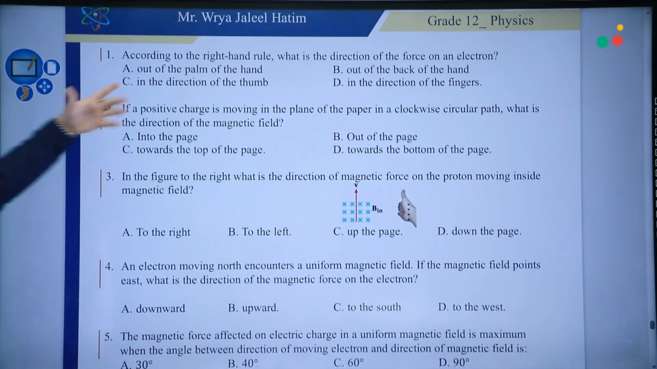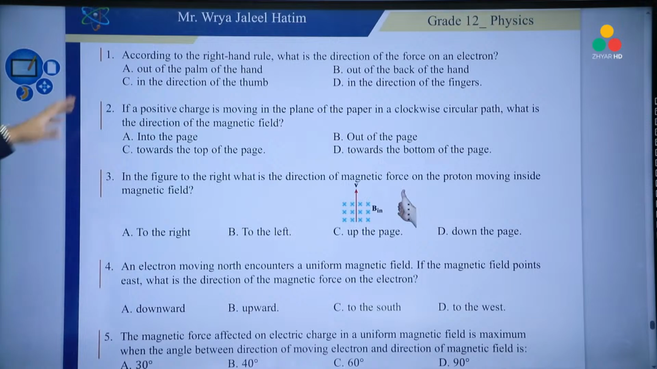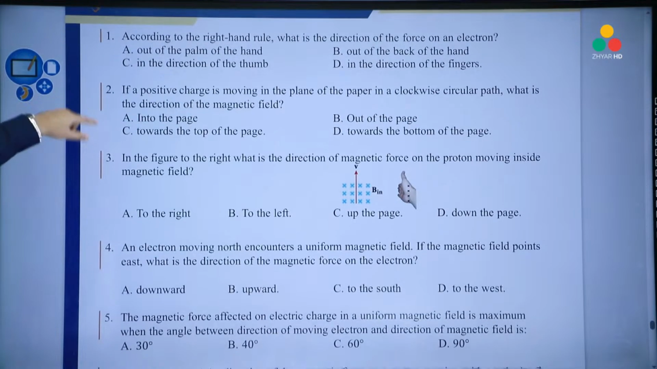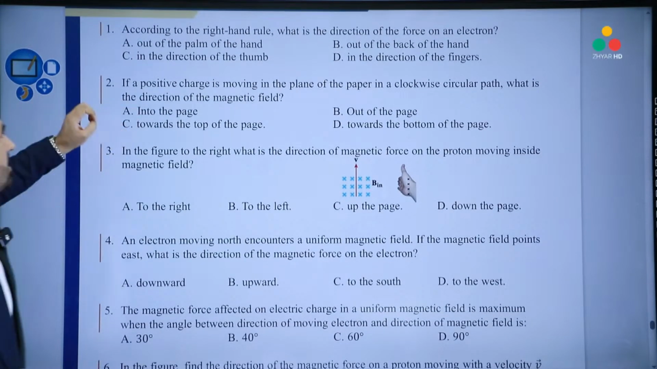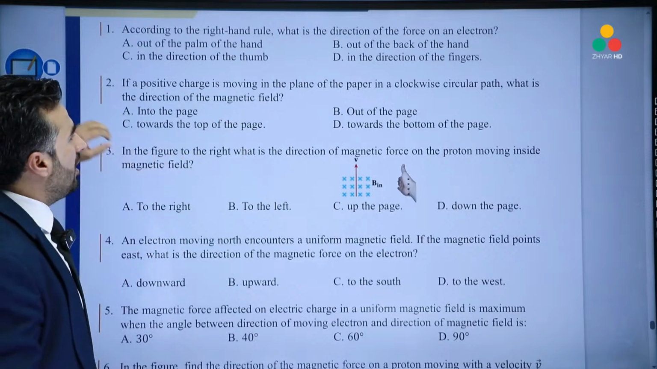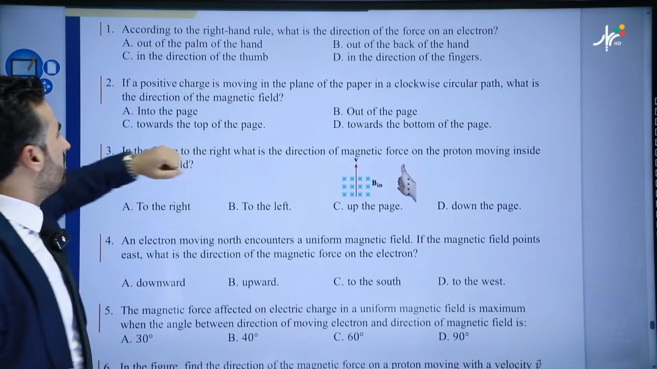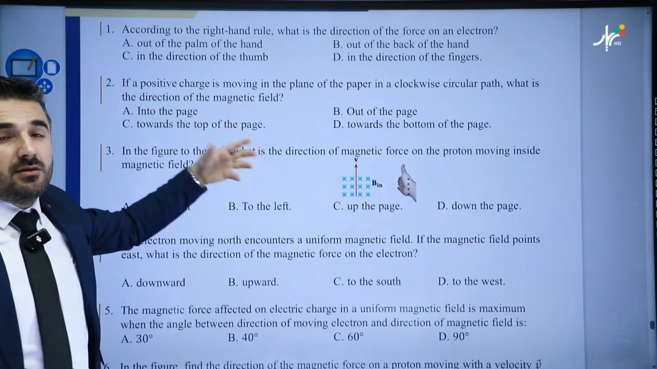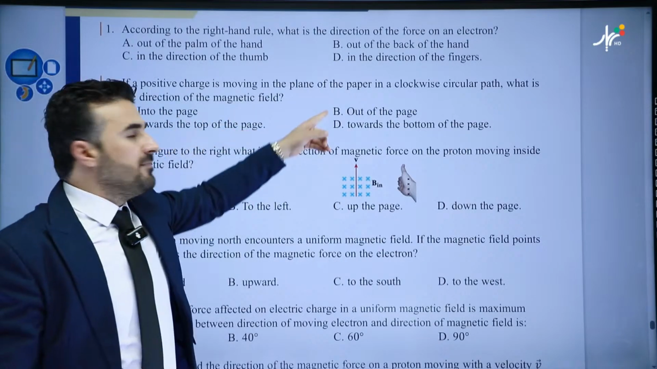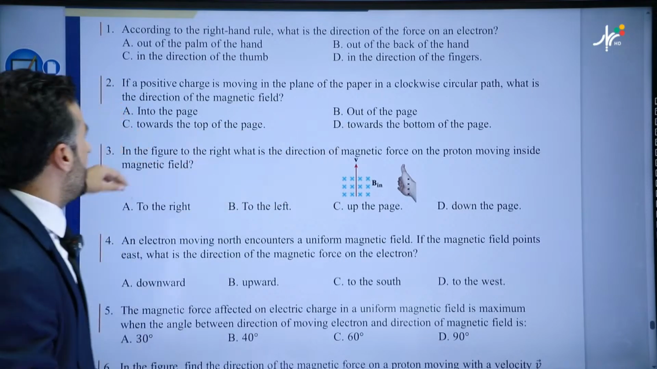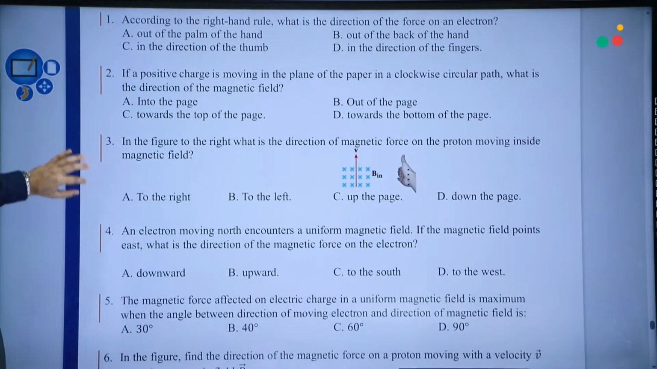Okay, counterclockwise. So in this case, which one was it? I think we didn't answer the question though. It says if a positive charge is moving in the plane, let's say the plane of the paper, in a clockwise circular path, what is the direction of the magnetic field? We said the magnetic field must be out of the page, yes? So of course we can say option B would be correct in this case.